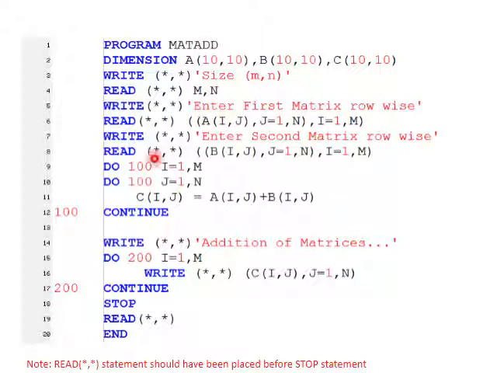After this, we can calculate matrix C, where Cij is equal to Aij plus Bij. The statement is included in two do loops. You should remember, when we are working row wise, the outer loop should represent the row number or row subscript, and the index variable of the inner loop should represent the column number.